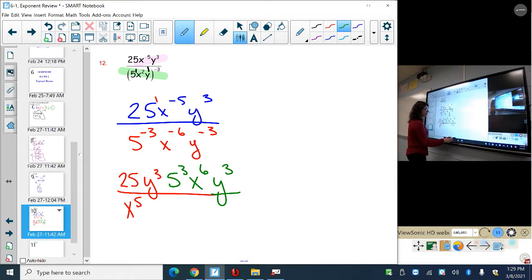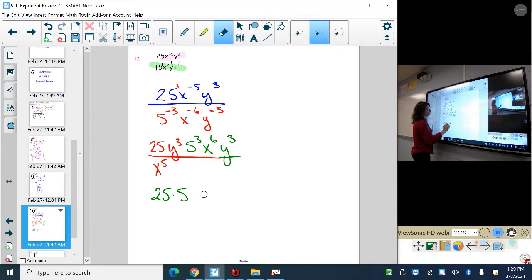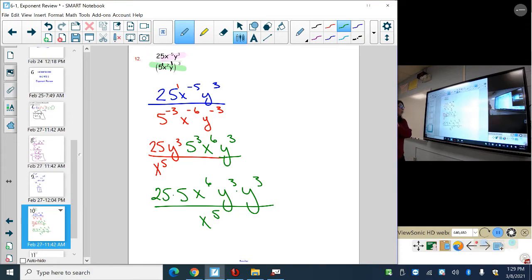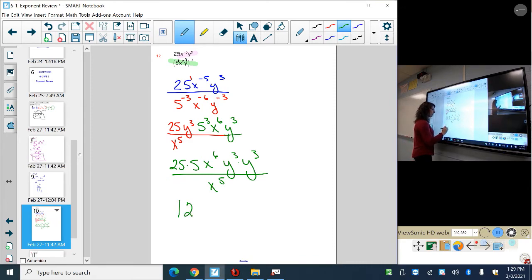So now, I have a problem here. I need to rearrange this. So I have 25 times 5, x to the 6th, y cubed times y cubed over x to the 5th. So, if I have 5 quarters in my hand, how much money do I have? I'm going to have 125. X to the 6th. How many total y's are up there? Add them. That gives you y to the 6th over x to the 5th.